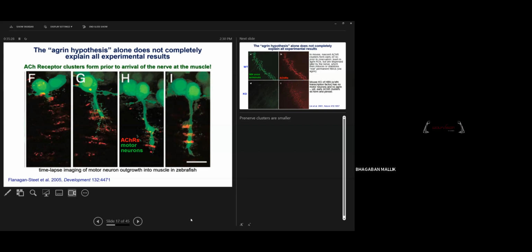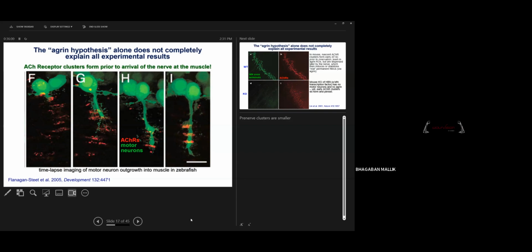And you know that agrin is secreted from the presynaptic terminal. Here it has been shown that in the zebrafish model, this clustering of the receptor happens before the formation of the synapse, the formation of a functional connection. You can see that this is the presynaptic cell, in green, and in the postsynaptic muscle, you do not see the axon, right? The green things are here, but you still have the formation of the postsynaptic acetylcholine receptor.